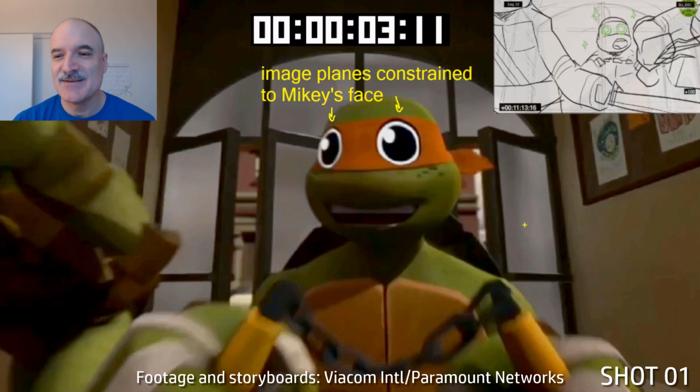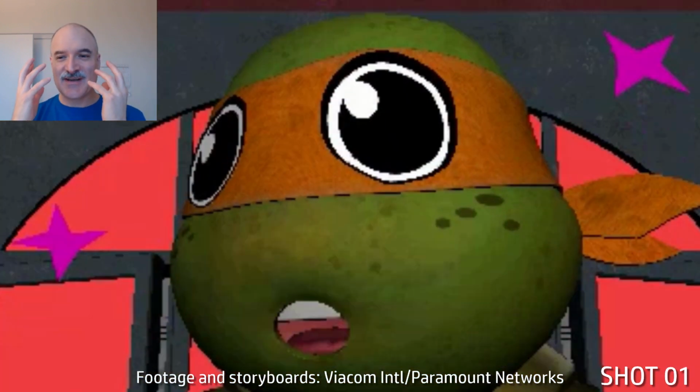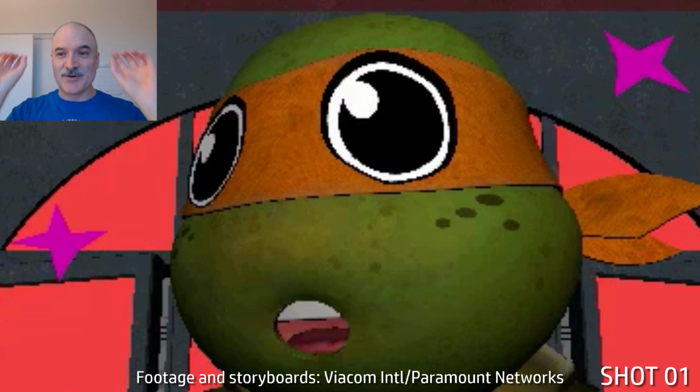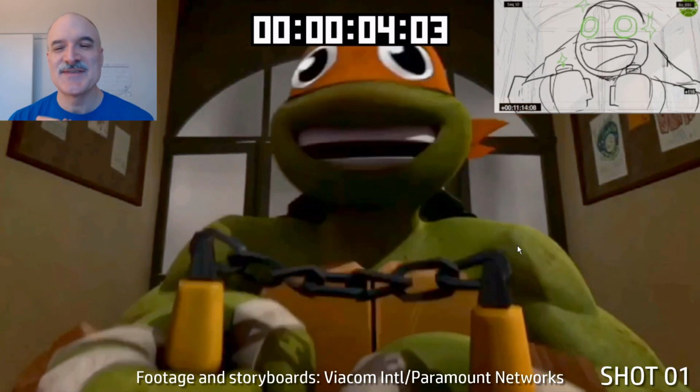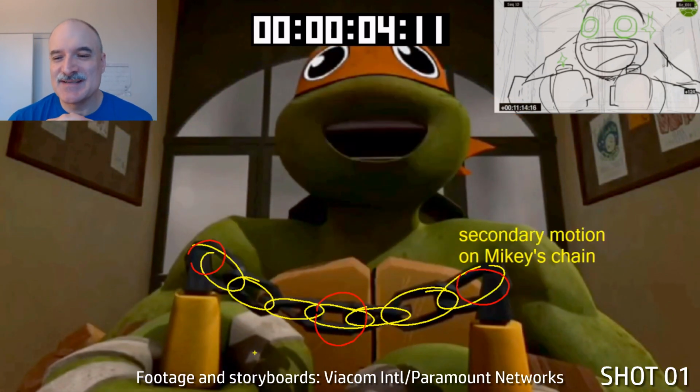We need to see Mikey's anime-eyes expression here. These are actually image planes that are constrained to Mikey's rig. You can see here in the secondary, there were actually little pink stars that were image planes as well that were animated, but those didn't make the final cut. So that kind of thing, we can't get those eyes as part of the rig. It has to be something that's actually added on later.